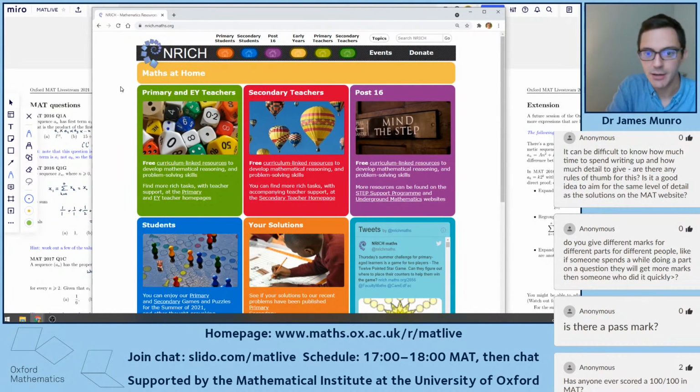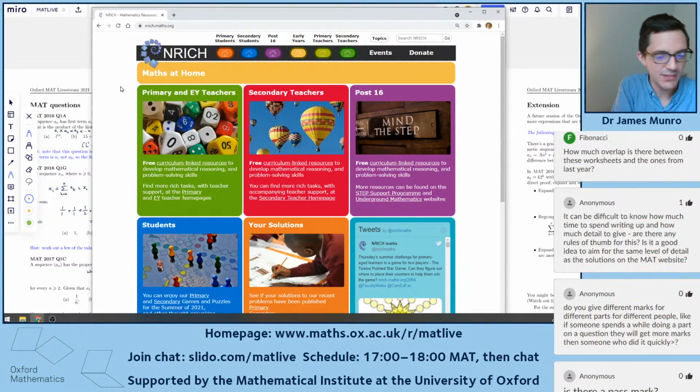Rule of thumb on how much detail? Please use some words. Sorry, chat's full of really good questions now. Same level of detail. The solutions on the MAT website are a little bit weird sometimes. I usually encourage people to just put any words at all. Do your maths, that's fine, but then add in if, then, so, therefore, so, I'm done. And if you just add in a few words around the structure of what you're doing, that's usually enough. He says cautiously.